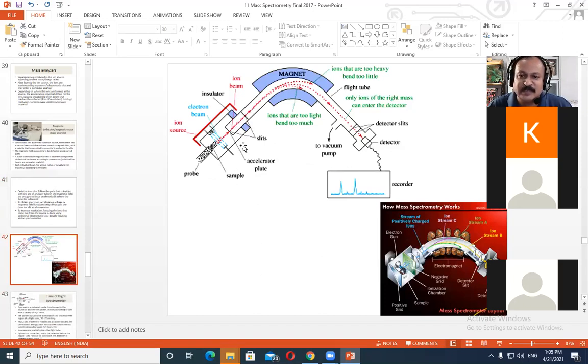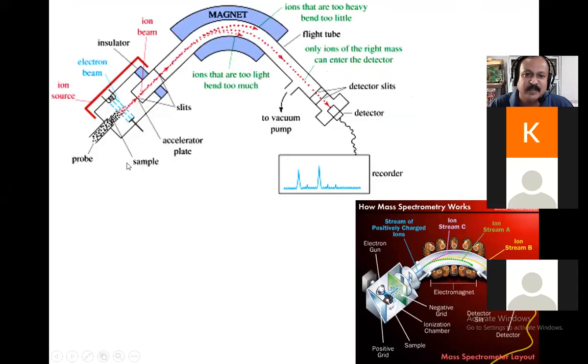So this is the representation of the magnetic sector analyzer. I'll make that diagram a little bigger. So you have an ionization source here, and the sample is here. The black colored thing is the sample, which is held on a probe, maybe a wire or something which is dipped in the sample, and then the sample is evaporated at a certain temperature and converted into the gaseous phase. And then this gaseous sample is allowed to go into the ionization chamber, where the electron beam will fall upon the sample and the gas will be converted into ions.